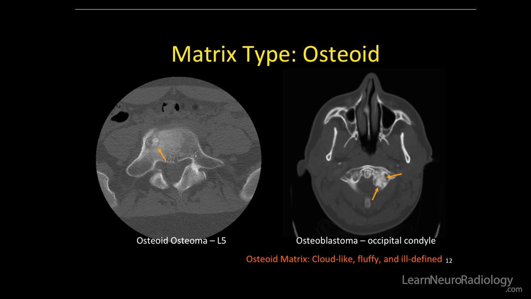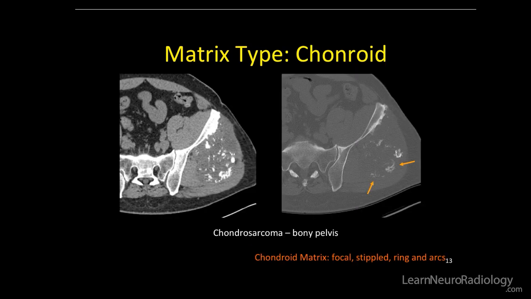Matrix type: so the first type is osteoid, and that's a cloud-like, fluffy, and ill-defined matrix. You can see that with osteoid osteomas, osteoblastomas, and osteosarcomas. Chondroid type of matrix appears as focal stippled rings and arcs. Here's a case of a chondrosarcoma with an extraosseous component having that chondroid ring and arc matrix.